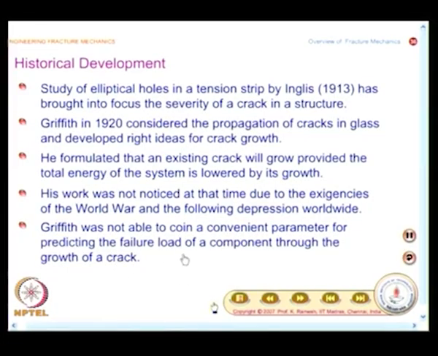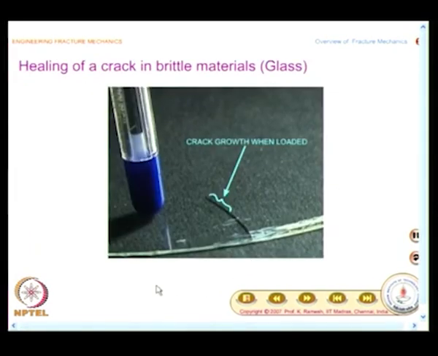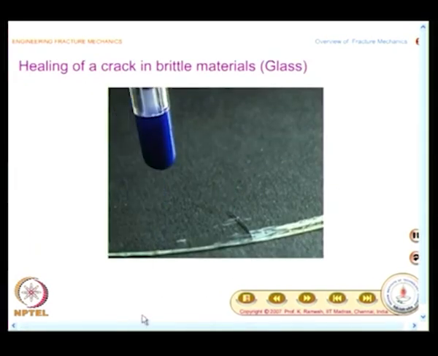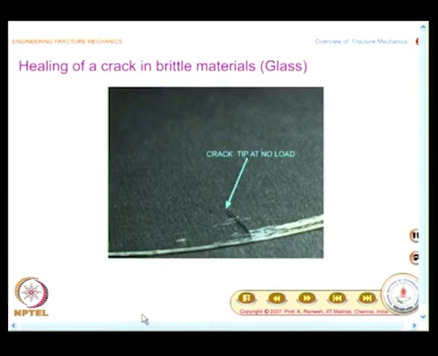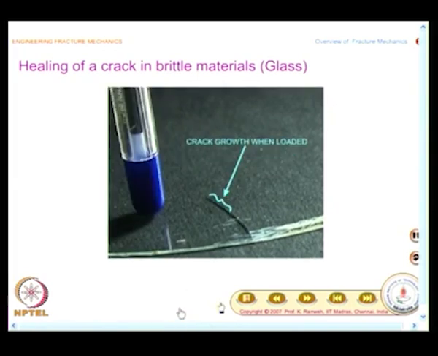So, 1920 or 22, Griffith did all these experiments. Only in 1948, Irwin extended this to ductile materials. Whatever the work that was done by Griffith was on glass. So, what you will have to appreciate is the contribution of Inglis is also very important. The understanding of Griffith is good, he had right ideas for crack growth, but he was not able to express it in a convenient fashion. And let us look at some of the very interesting examples. Just watch this animation and identify what this animation is trying to show.